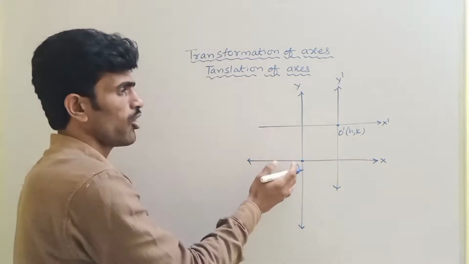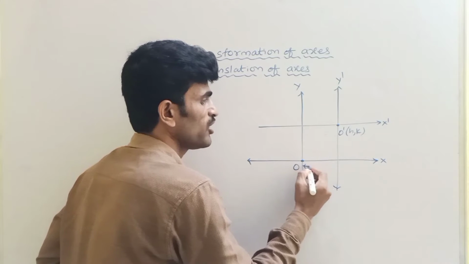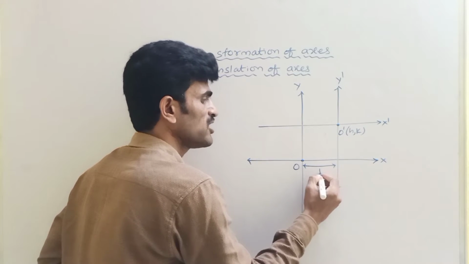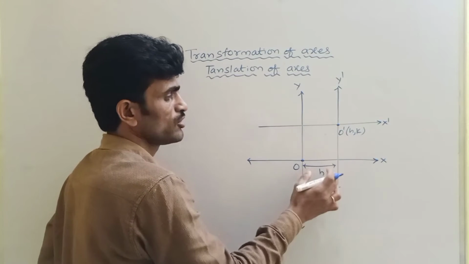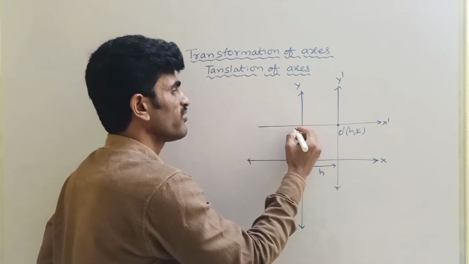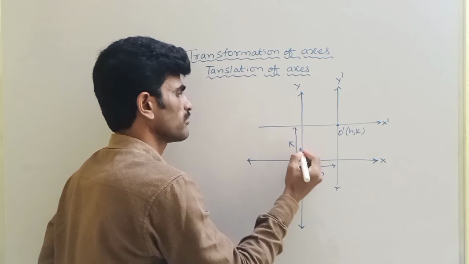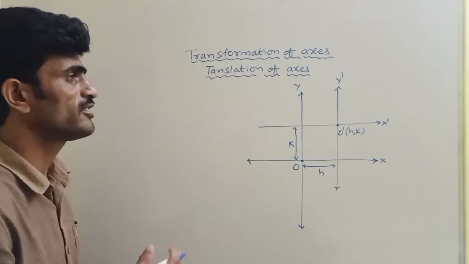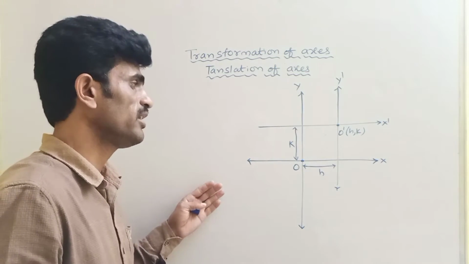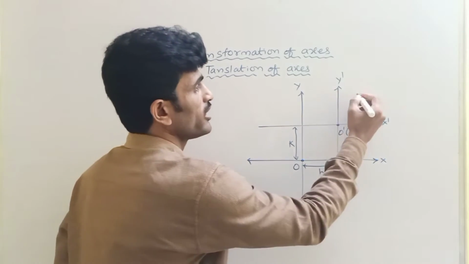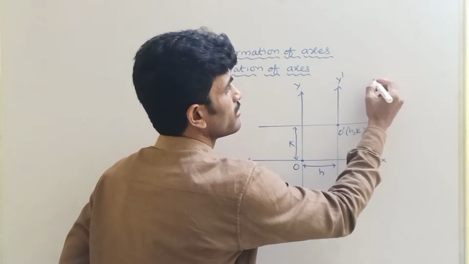Now when you are shifting the origin from 0, 0 to h comma k, from here to here the difference is h, because the x coordinate of the new origin is h. From here to here it is k. So h, k. After that, let us know how the coordinates of a point will change when you are shifting the coordinate axis. Let us take a point here. This is a point x comma y.